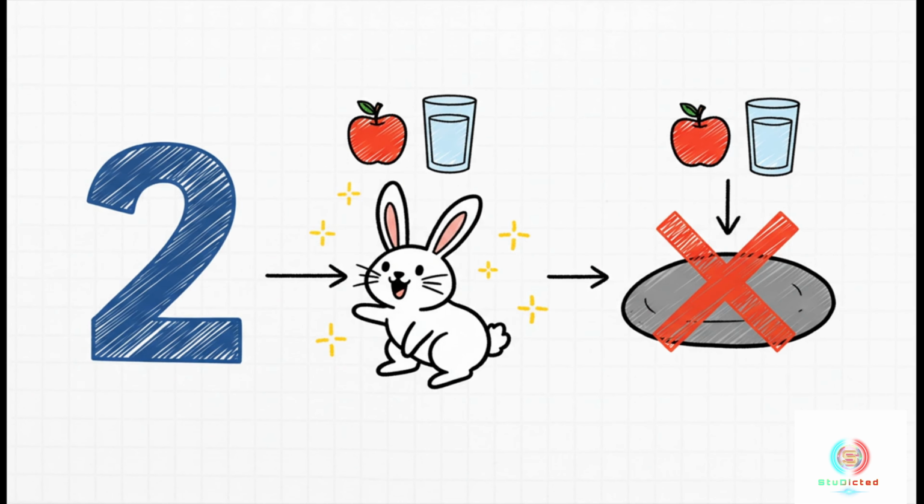Okay, rule number 2. Living things need fuel. It's kind of like how a car needs gas. Living things need food and water to get energy. And that energy is what powers absolutely everything they do, from playing and running to growing and even just thinking. A stone doesn't need to eat, but every single living creature does.